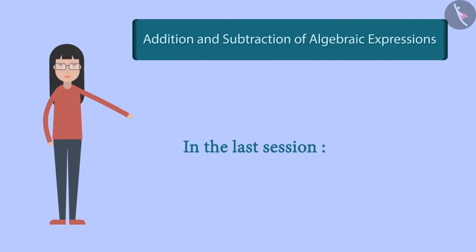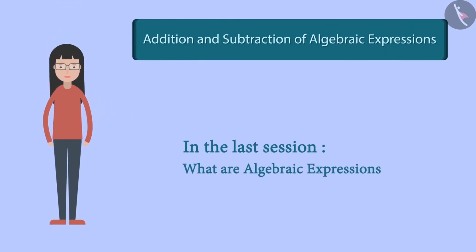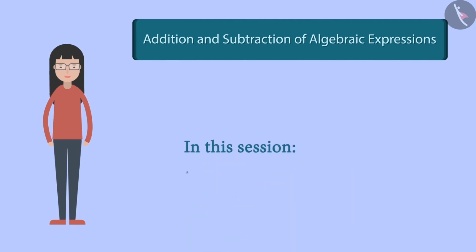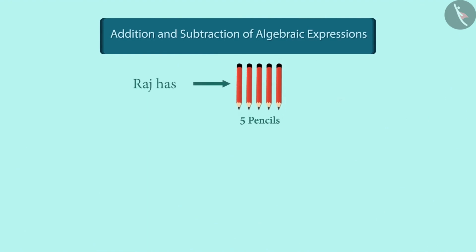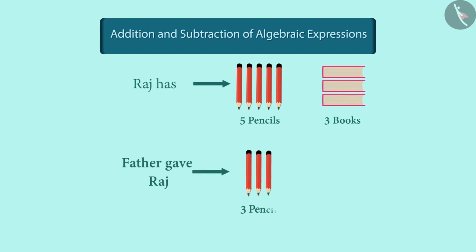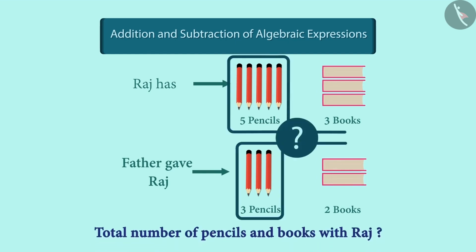In our last session, we saw what algebraic expressions are. Friends, in this session, we will learn about addition and subtraction of algebraic expressions. Let's start. Our friend Raj had 5 pencils and 3 books. His father gave him 3 pencils and 2 books as gifts. How many pencils and books does Raj have now?